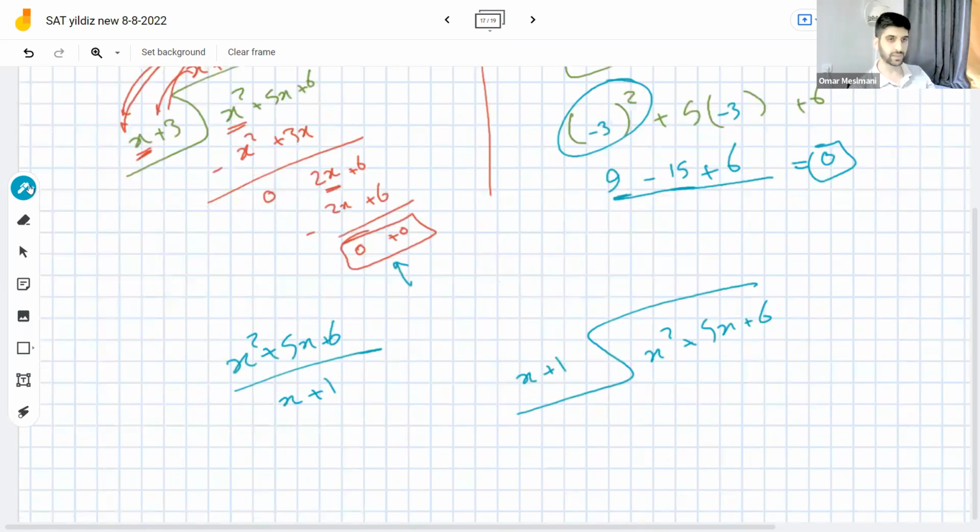What is going to be? It's going to be like this. Again, take the first with the first, it's going to be x. Multiply x times x squared plus x, then x plus 1, it's an x. Subtract, you get a 0. 5x minus x is going to be 4x plus 6.